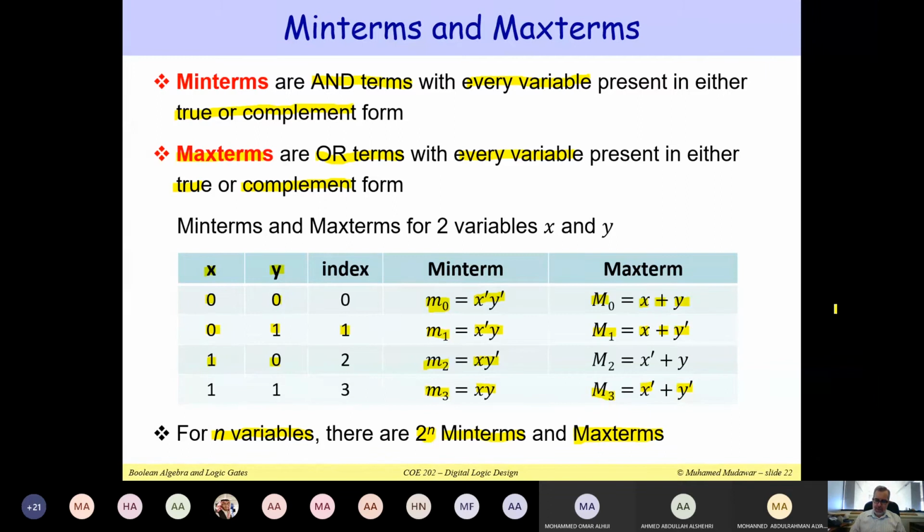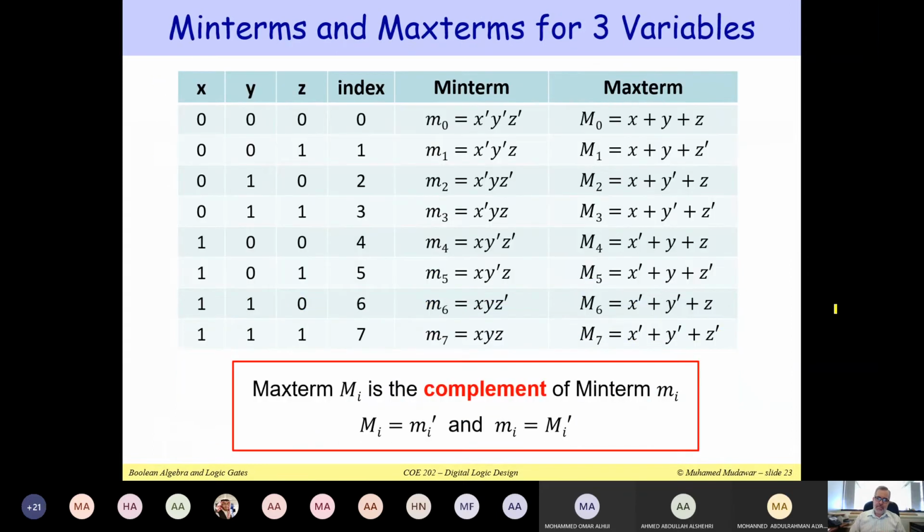Now, why is this useful? Because you can systematically come up with an expression for a given function. Let me show you here minterms and max terms for a 3-variable function. If you have 3 variables, x, y, z, the index will be from 0 to 7. And there are 8 minterms, which are indexed from 0 to 7, m0 to m7.